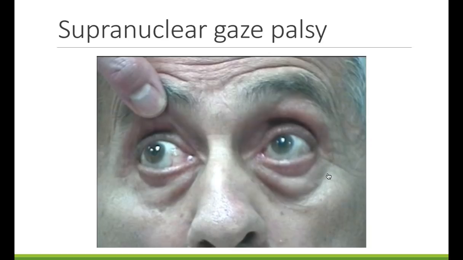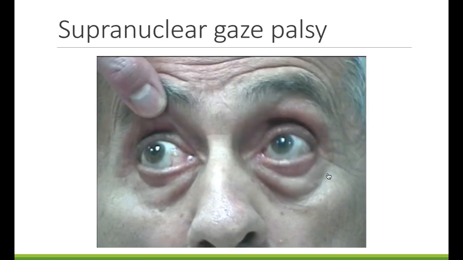So the tricky thing, and what isn't shown in this video, is that if you were to passively move the eyes up and down by having the patient look at an object and move the head up and down, what's called a doll's eye maneuver, or the vestibular ocular reflex, the eye movements potentially would be full, because the brainstem mechanism isn't entirely intact.